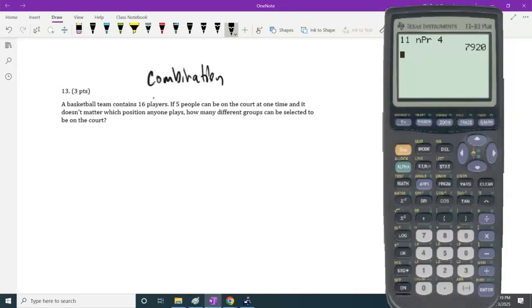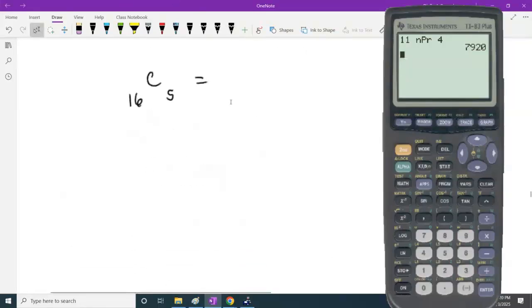Right. So there's 16 players to choose from. So that's our total. And we have 5 people we want to select. So that's 16 choose 5. So in the calculator, I'm going to put in the total number to choose from. I'm going to go into math. I'm going to find the combination function. I want to put in the number we're going to select, which is 5. And we have 4,368 different ways.